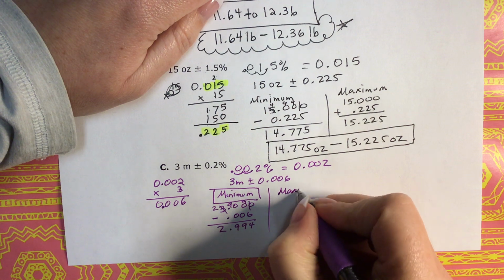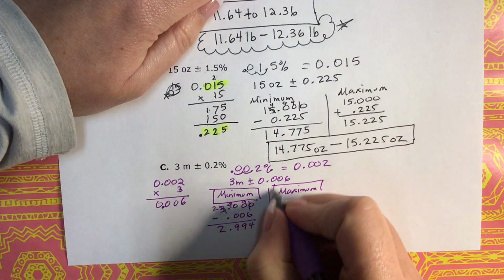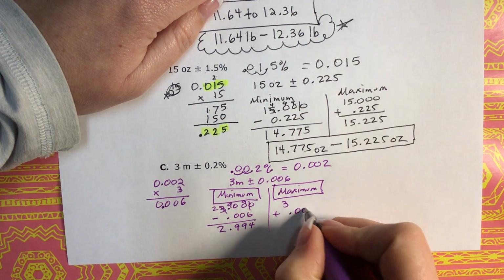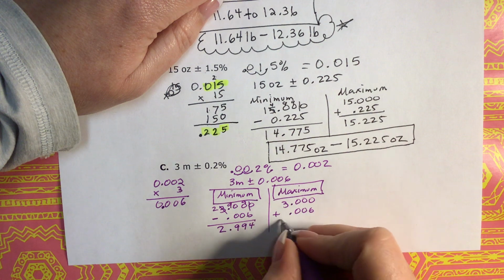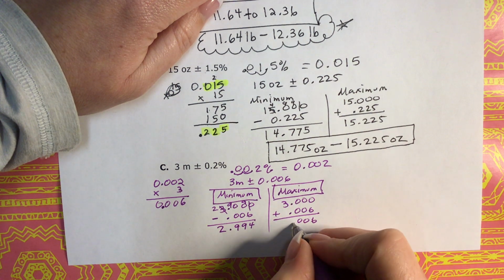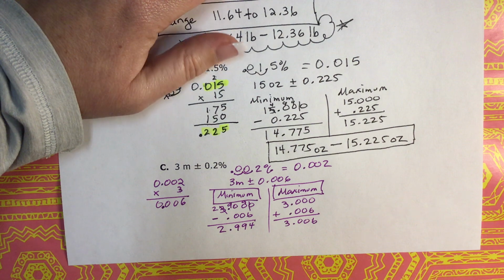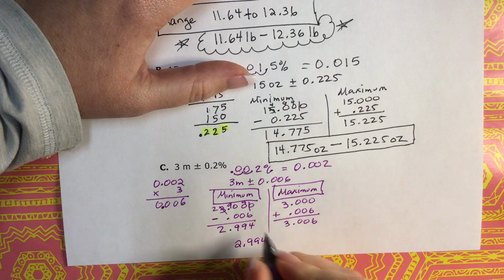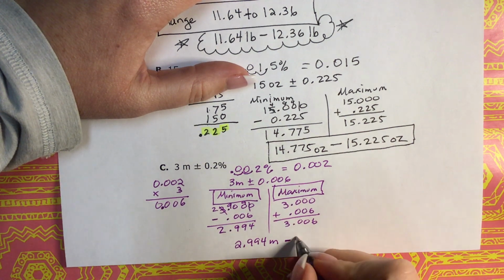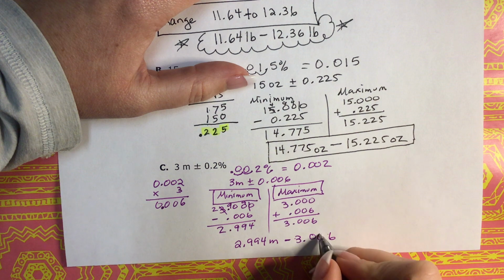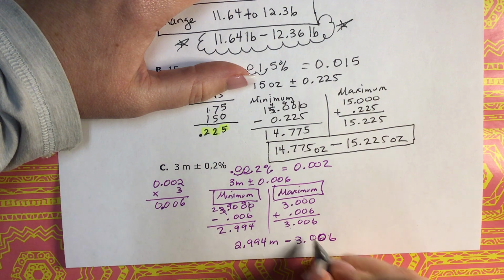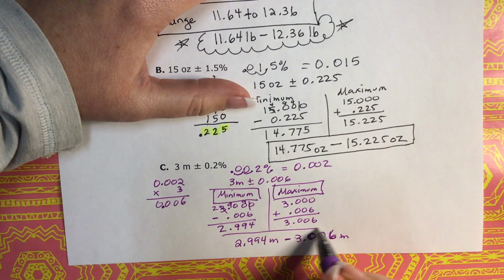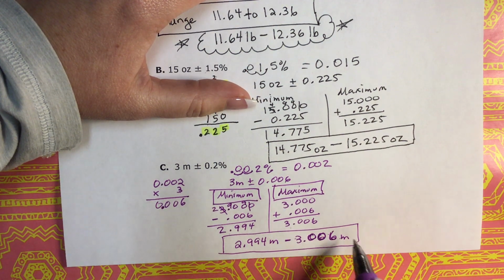And then our maximum value is going to be 3 plus 0.006, 3.006. So there you have it. There's our maximum value. So that means the tolerance is going to be 2.994 meters to 3.006 meters. So there is the tolerance.